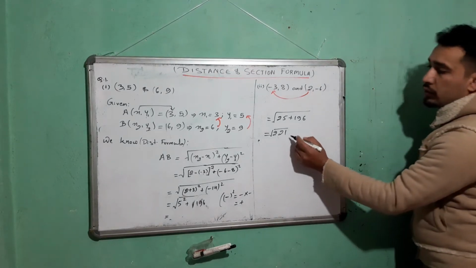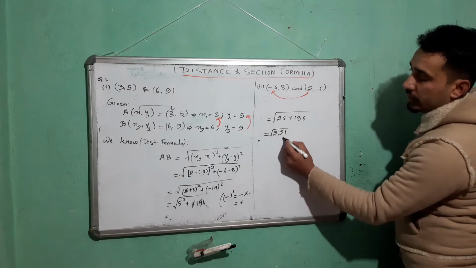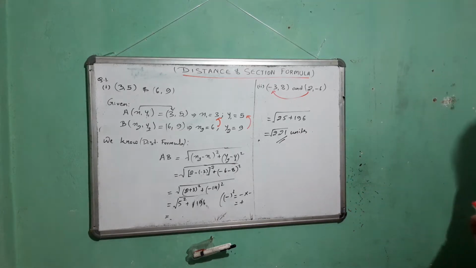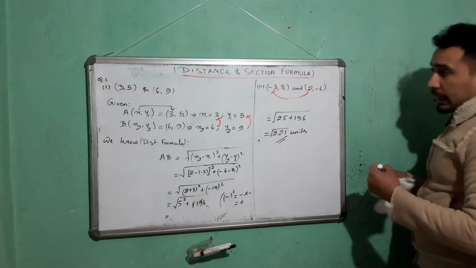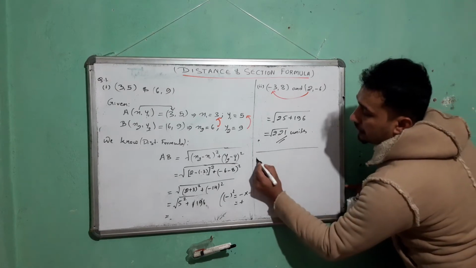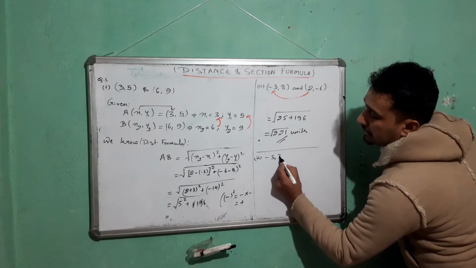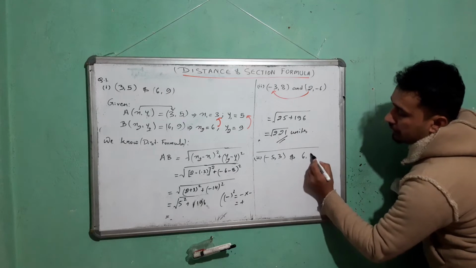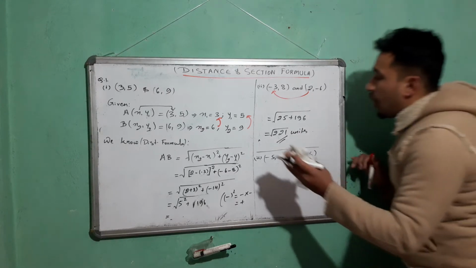So root under 221. This is not a perfect square number. Okay, so you can leave it here only. Units. So this is how we have to find the distance between 2 points. Okay. Next, number 3, you try it on your own. Okay, I'll give one question. Minus 5 and 3 and 6, 5. This is your home task. Okay.